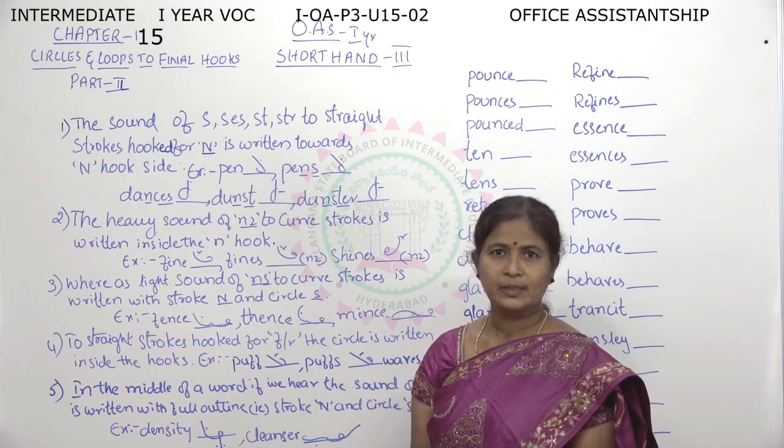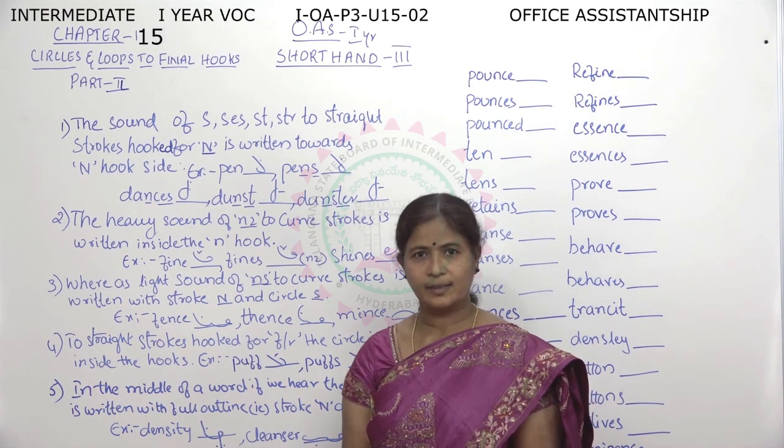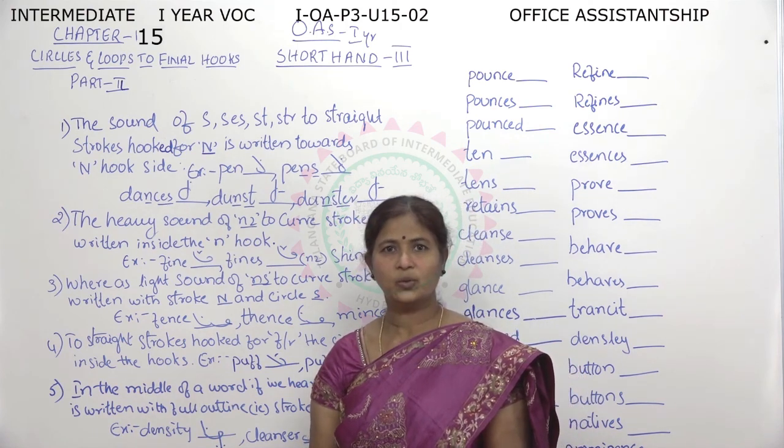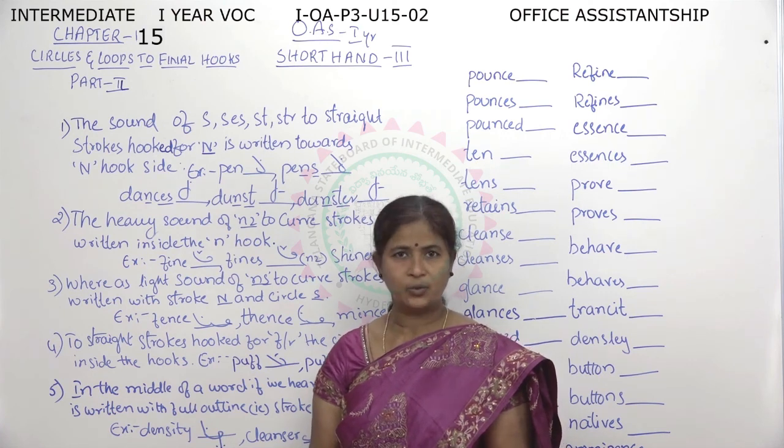Hello children. In the last class we learned about the circle, large circle and stir loop. How do we write them towards the end of a side?